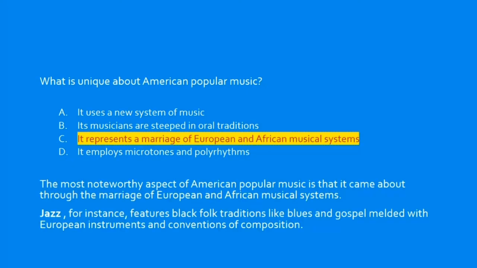The answer is C, it represents a marriage of European and African musical systems. The most noteworthy aspect of American popular music is that it came about through the marriage of European and African musical systems. Jazz, for instance, features black folk traditions like blues and gospel, melded with European instruments and conventions of composition.